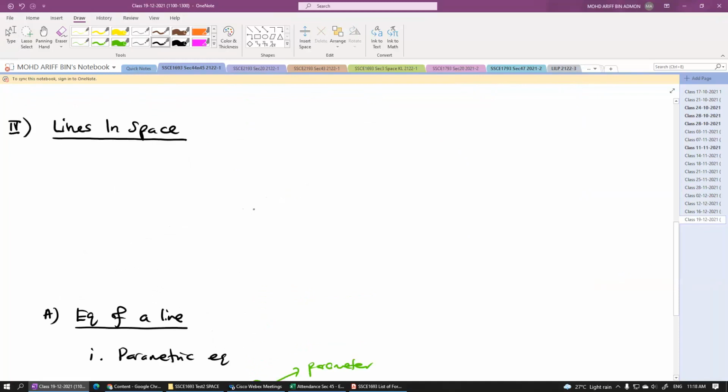Okay, let's say we have just a straight line. I draw it like this, for example. This straight line is under the x, y, z axis. This is our line.